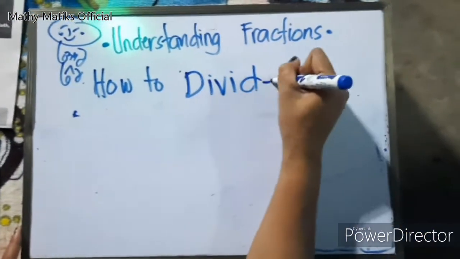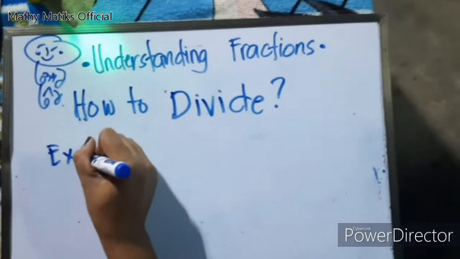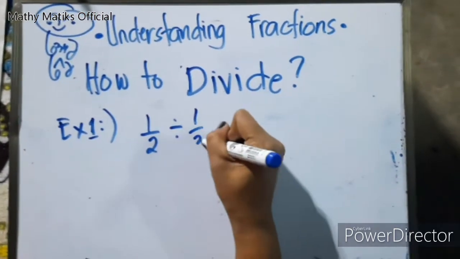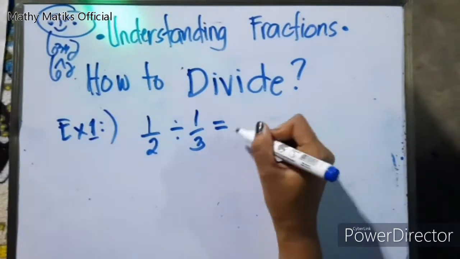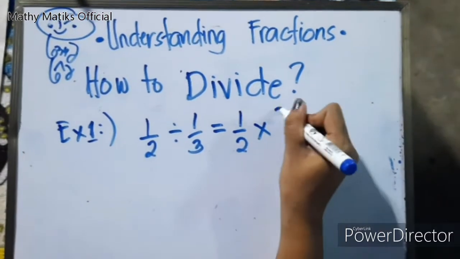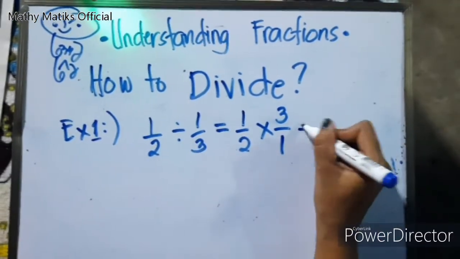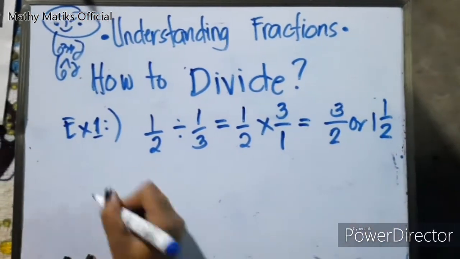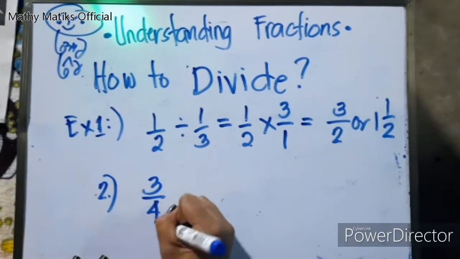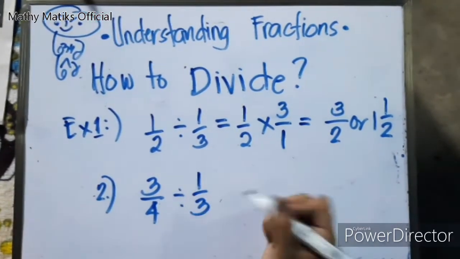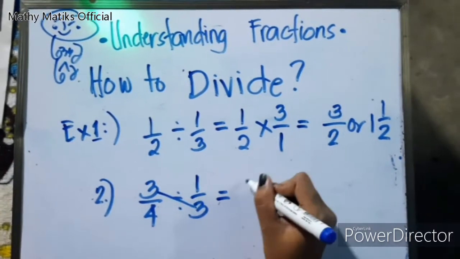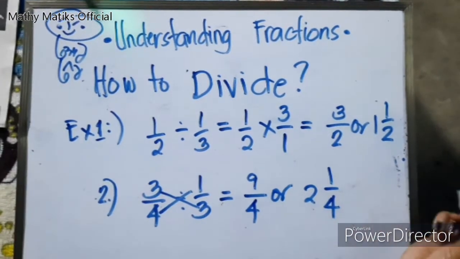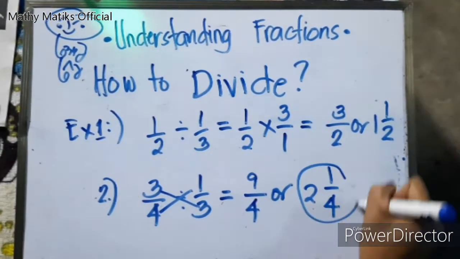Now how to divide fractions. We have 1/2 divided by 1/3. Okay, the step is you are going to get the reciprocal of your divisor. So in case we have here 1/3, it becomes 3 over 1. Multiply: 1 times 3 is 3 and 2 times 1 is 2, or that is 1 and 1/2. Next example, we have 3/4 divided by 1/3. So we have here 3 times 3 is 9, and 4 times 1 is 4, or that is 2 and 1/4. Aside from getting the reciprocal, you can also directly cross multiply the numbers.